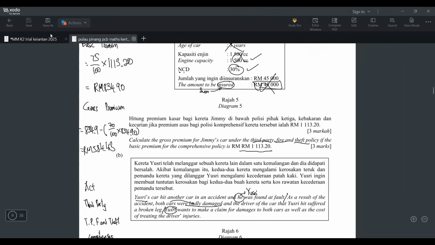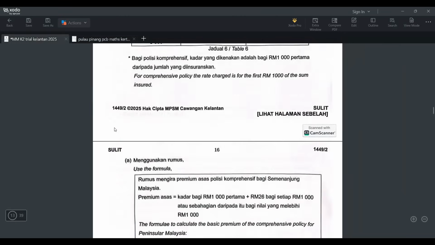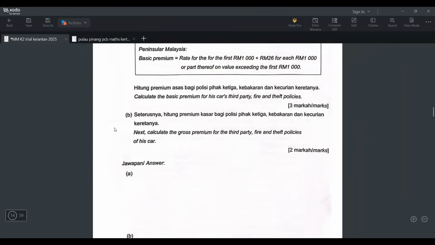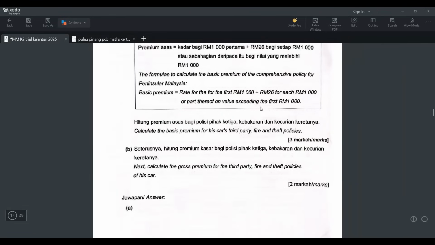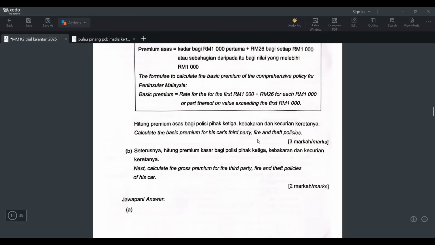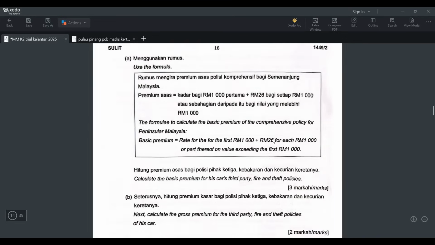Okay, let's see in Kelantan what they ask. Is it for the same policy or a different policy? Oh my god, third party fire and theft also. So imagine it comes out in two different state papers. Two different state papers ask the same thing. It means there's a very high chance it will ask like that in the SPM also, right? So make sure you know how to calculate third party fire and theft lah.